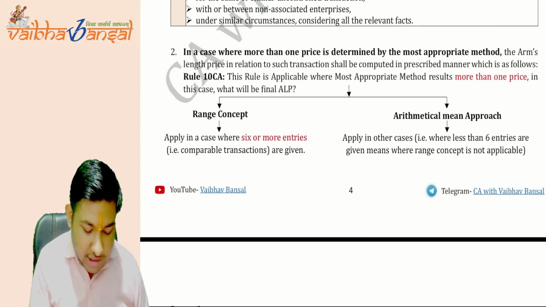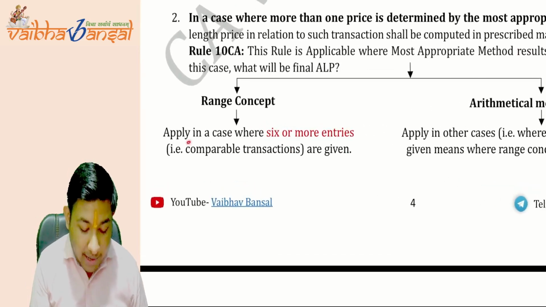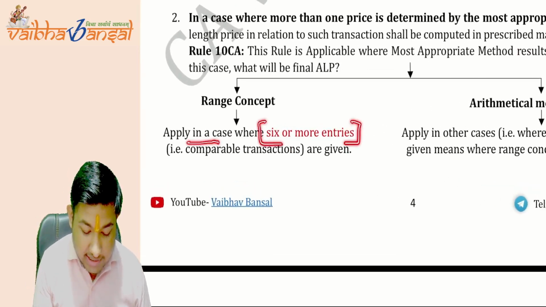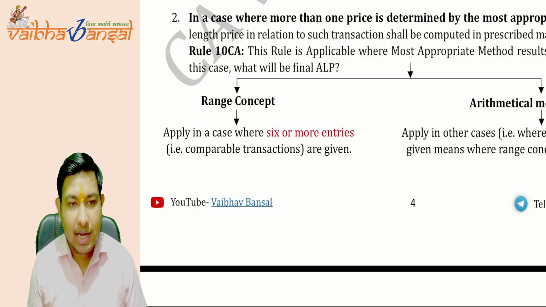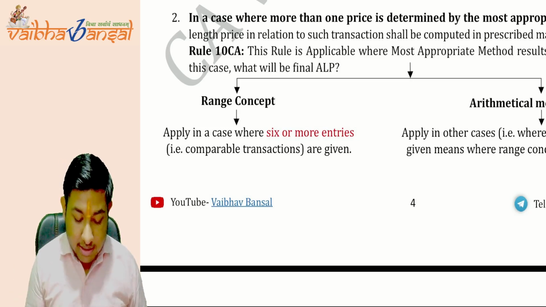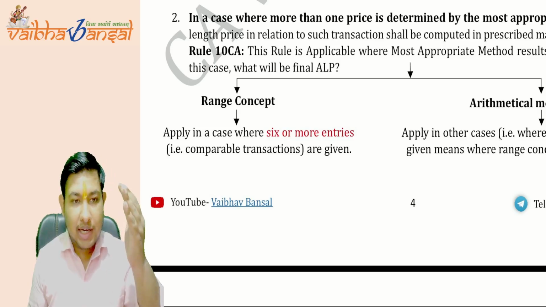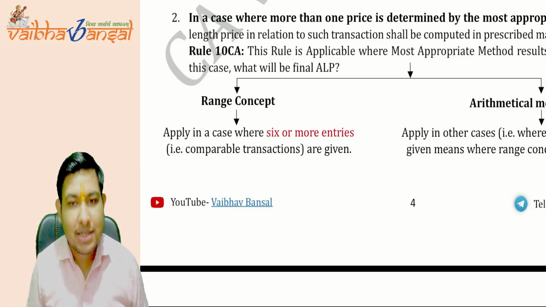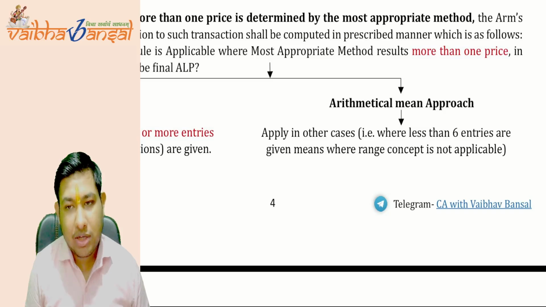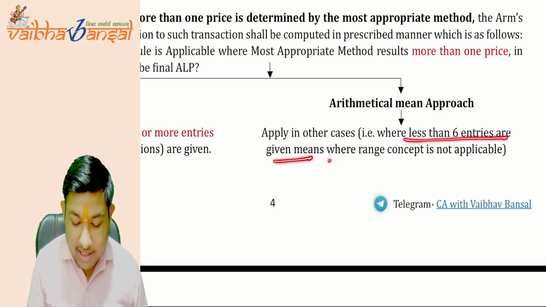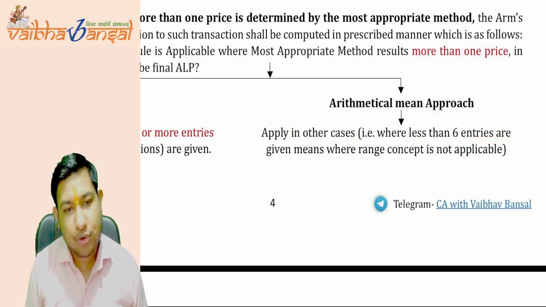So what is the range concept? This is the important point that you need to cover. The range concept applies in a case where six or more entries, that is comparable transactions, are given. When by applying the methods above you get six or more prices, then only the range concept is applicable. Otherwise you will move to the arithmetical mean concept, where less than six entries are given, meaning the range concept is not applicable. In every other case the arithmetical mean approach will apply.